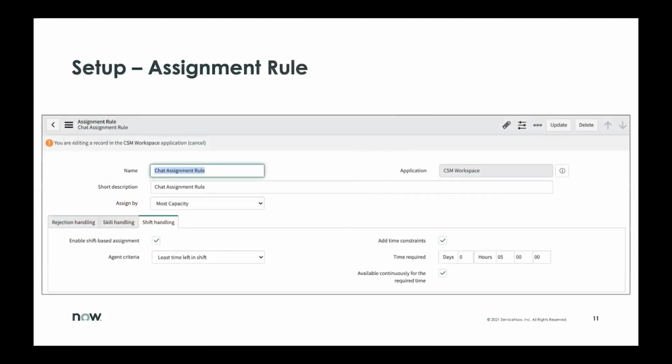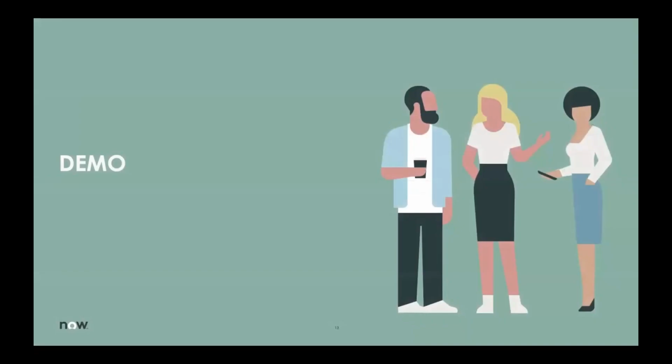Now, from an implementation perspective, on the assignment rule, you will see a new section called shift handling, in addition to the sections that you already have. This is where all of your key levers are, and we'll talk about it more in detail in a few minutes. So with that, let's get into the demo.